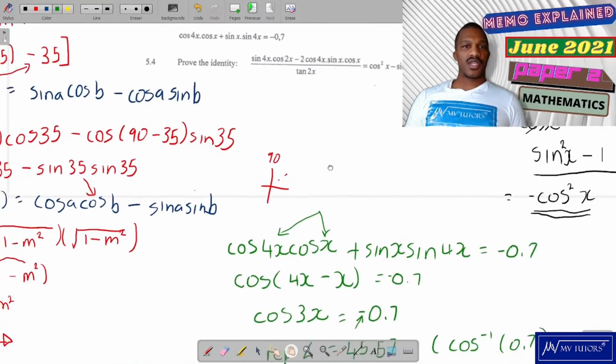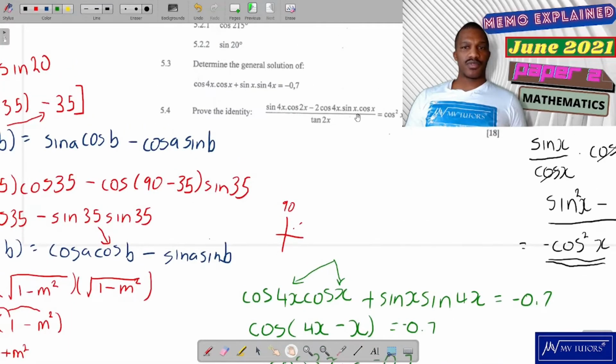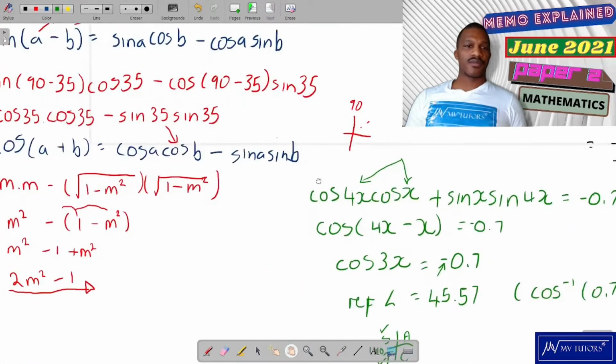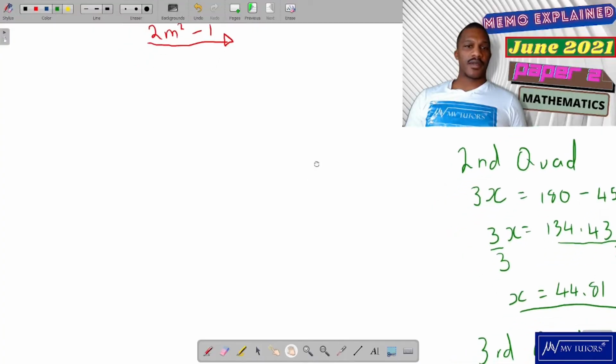The next question says prove that. Okay, so I have to prove the left hand side is equal to the right hand side. Let's start with the left hand side.